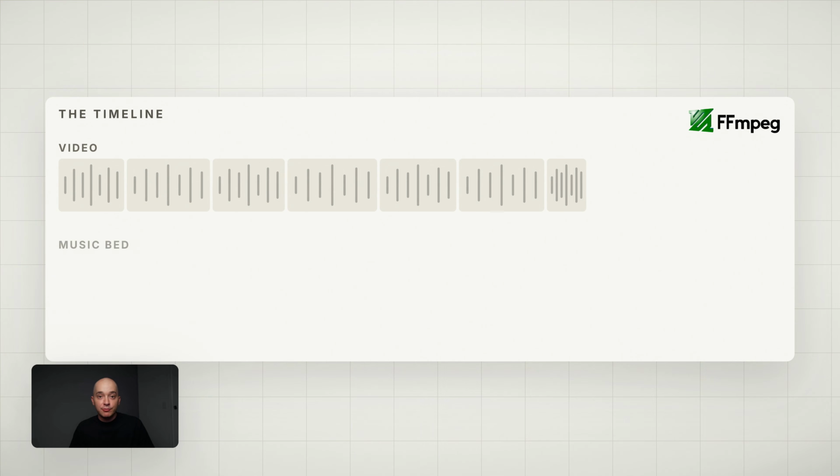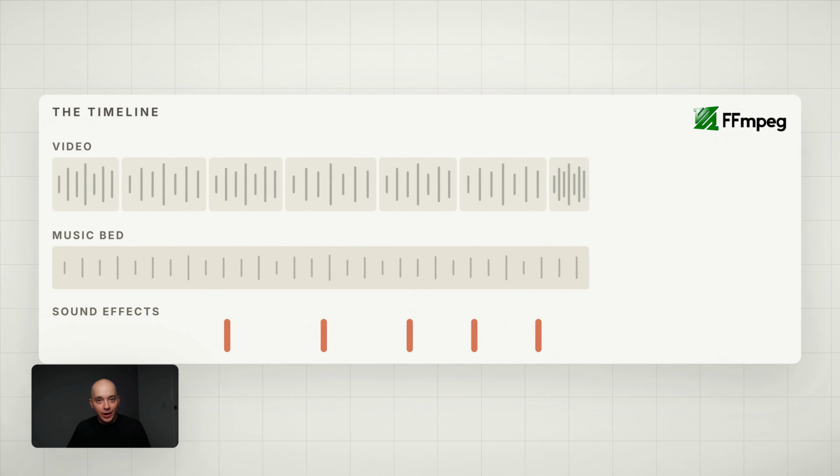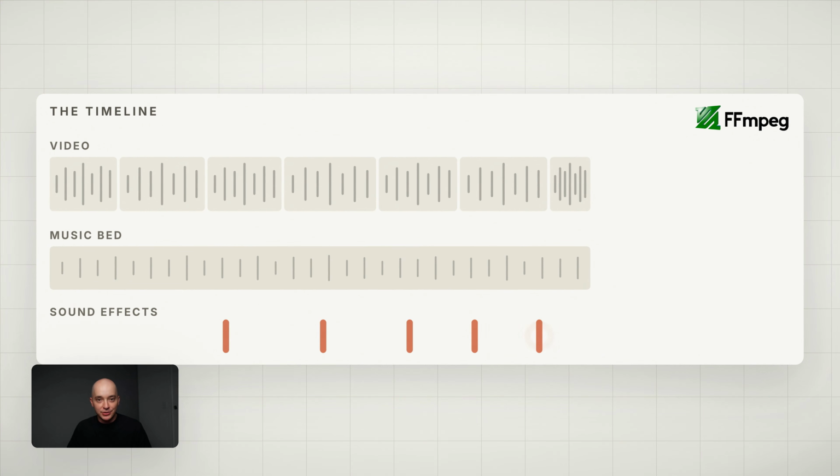Once we've got the graphics in, we layer in the special effects. So that's the background music and the sound effects that you've heard throughout the video. And again, that's FFmpeg doing all of the work here.